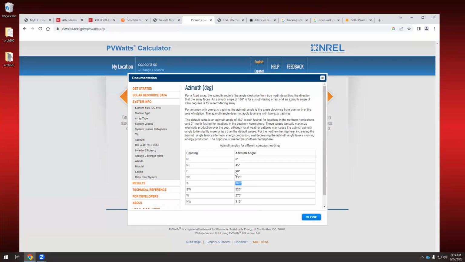If it's facing east, it's 90. If it's facing west, it's 270. And don't place PV panels facing north. Please don't do that.